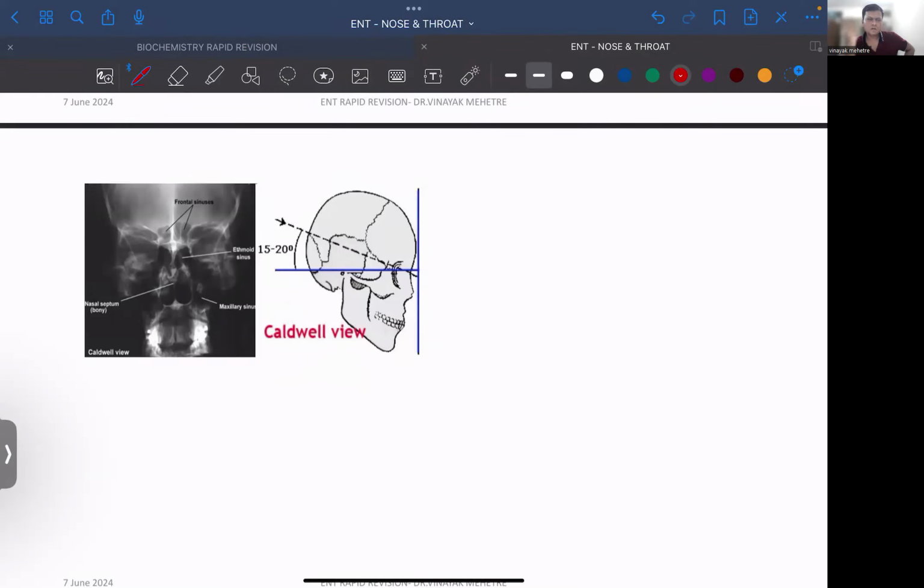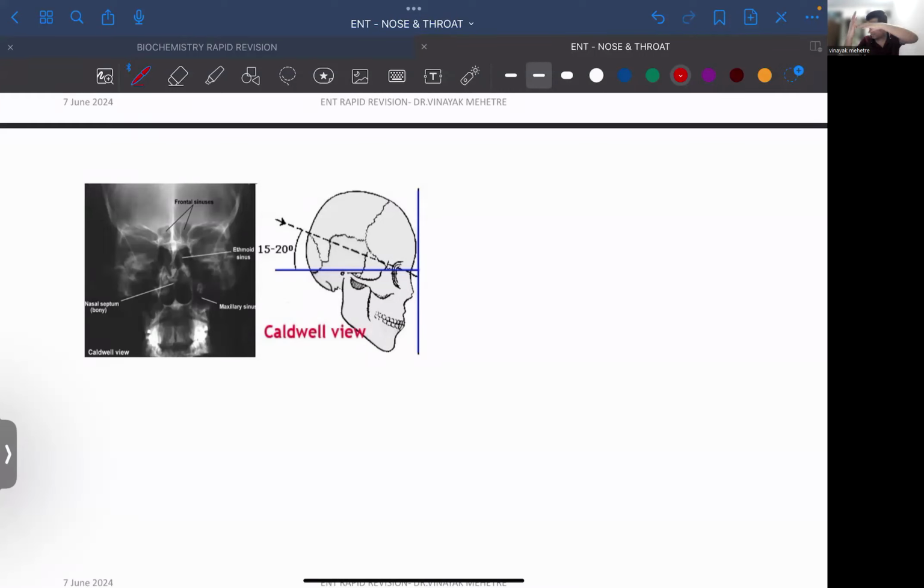What is this? Caldwell view. Now, see why the sinus best seen on Waters view is the maxillary: the view is like this, the occipito-mandibular view. Now in Caldwell view, instead of the X-ray beam going like this, what we are actually doing is going like this. So the X-ray beam comes from here and goes like this.